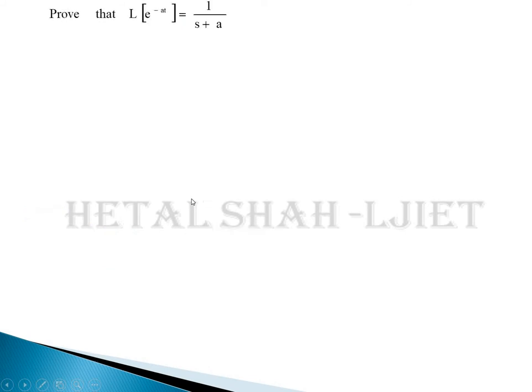Okay. Let's prove one more formula, that is Laplace of e raised to minus at is equal to 1 by s plus a. Students, if here we have a minus sign, then in the denominator there is plus. This is easy to recall and easy to memorize. Here both the signs are opposite. So let's start the proof.